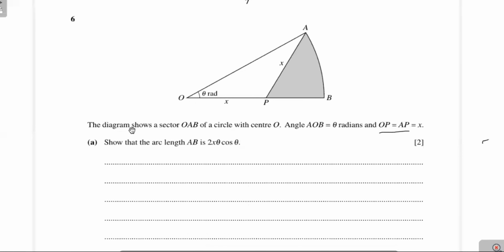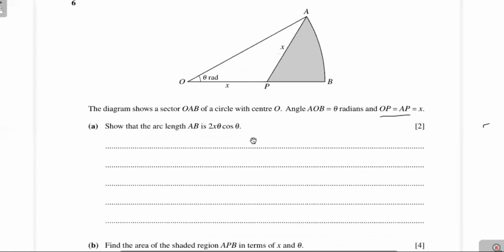Question number 6. The diagram shows a sector OAB of a circle with center O. Angle AOB is theta radians, and OB equals AP equals x. Show that the arc length AB is 2x theta cos theta.